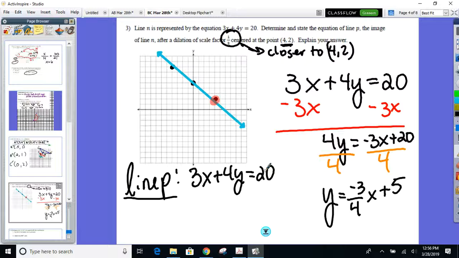So if your center of dilation is on the line, it's going to stay the same line. Okay? Now, if it's off the line, different story. We'll have to talk about that. But if your center of dilation is somewhere on the line you're dilating, it's going to stay the same line. Does that make sense? How all points are going to get closer, but they're going to remain on the line. Okay there?